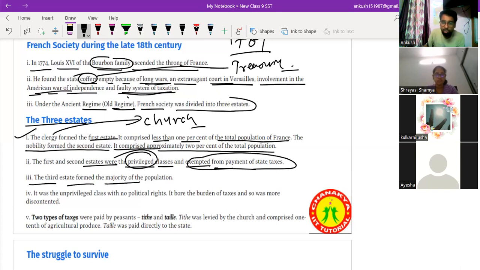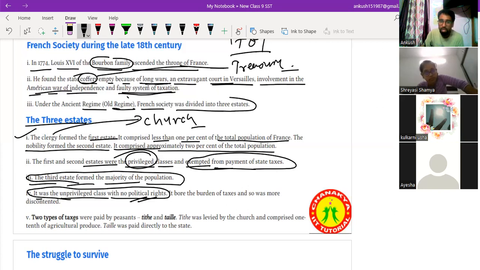The third state was formed by the majority of the population, who were belonging to business, who are belonging to what? It is written here: merchants, lawyers, officials, artisans, peasants, small peasants, landless laborers and servants. These people comprised the third state. They were the unprivileged class with no political right. They had no right in the political system. It bore, and its second form and third form is bore, bond? Bore means to sustain, to go with, to bear. Bore the burden of taxes and so was more discontented.